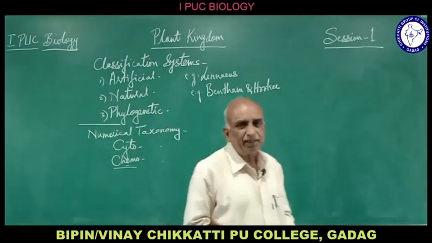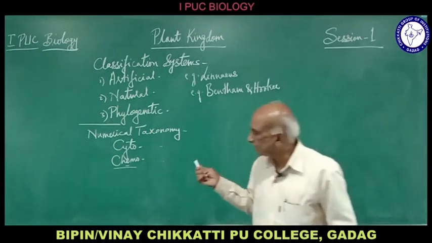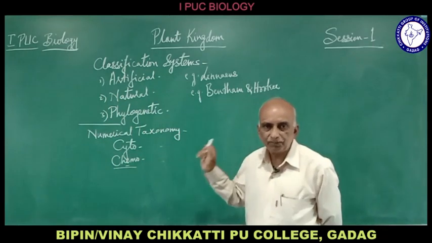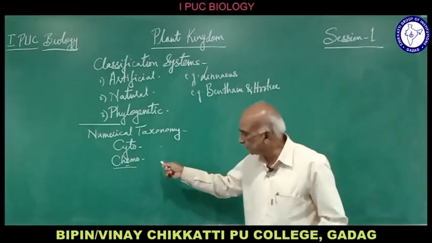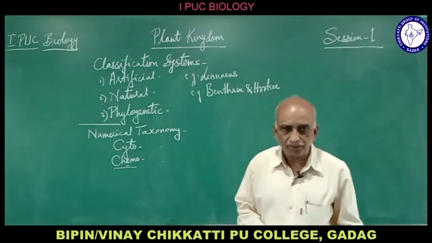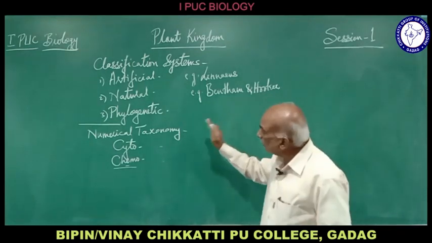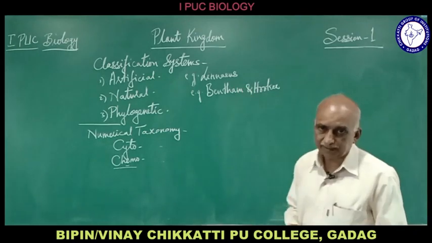So there are different types of taxonomy. But these three are mentioned in our chapter, so we are concerned only with these three terms. In addition to this, there are different types of taxonomy. This is the basic thing we have to know in the plant kingdom.